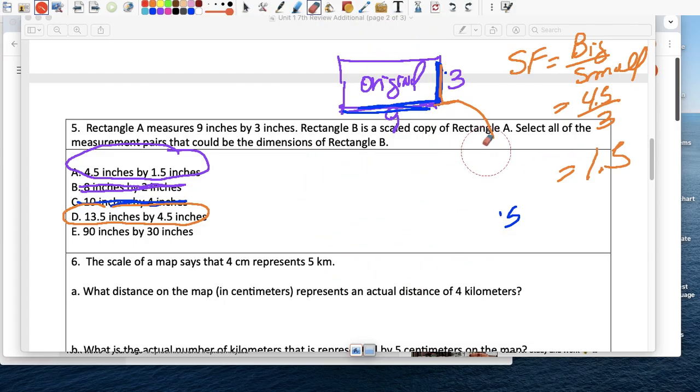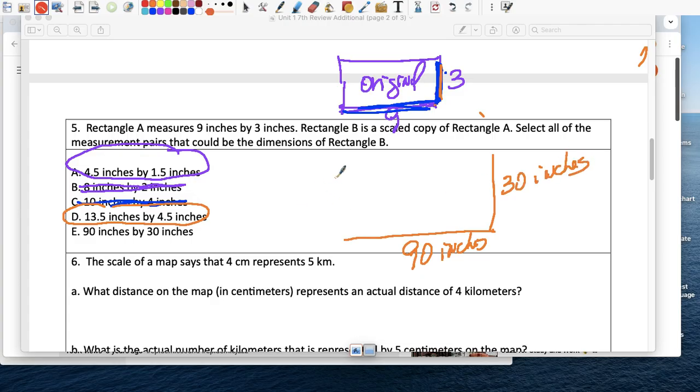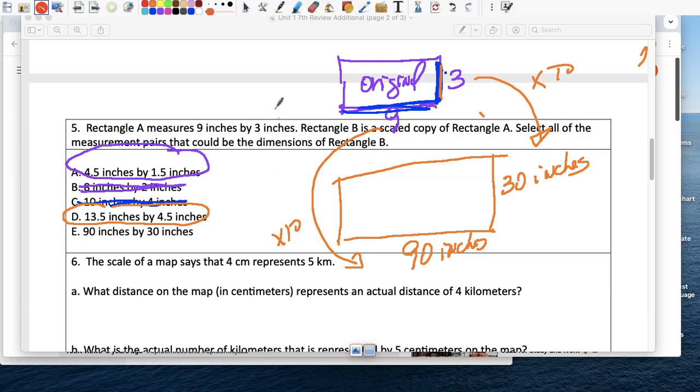Last one of this, of 5. Not the last one. So somebody made it even bigger. This one's a little bit easier. This is 90 inches. This is 30 inches. This is definitely a scale copy. What's the scale factor? You don't have to do anything. It's times 10. What's the scale factor here? Times 10. So all the dimensions on the original rectangle get multiplied by a factor of 10. Yes.